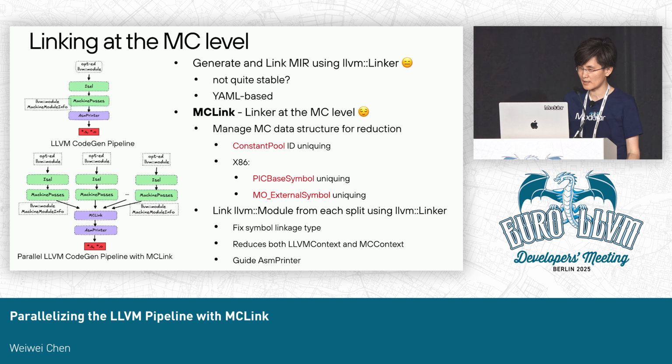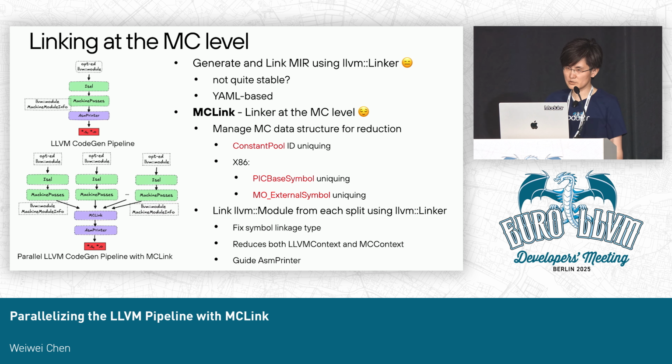So instead of using MIR, we introduced this new component called MCLink. Basically, we directly manage and manipulate the generated code in-memory data structures for the reduction. Fortunately, there are not too many things we have to do. Mostly we need to do a bunch of uniquing for those global things when we put each split together. For example, the constant pool ID needs to be uniqued. For x86, we need to unique the PIC-based symbol, that's the position-independent code-based symbol. And also the MO external symbol needs to be uniqued. Basically, just these three things.